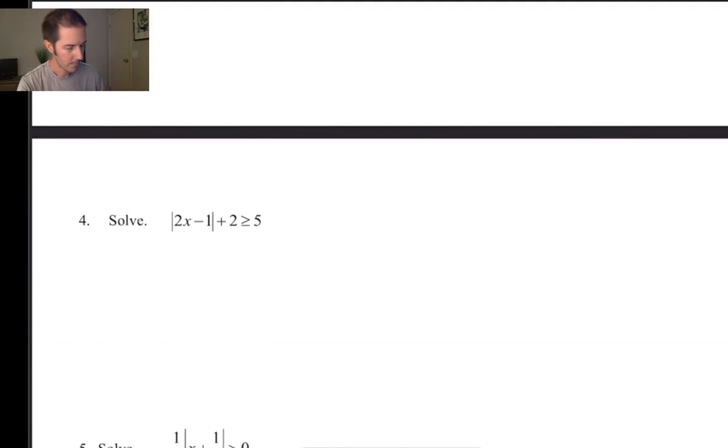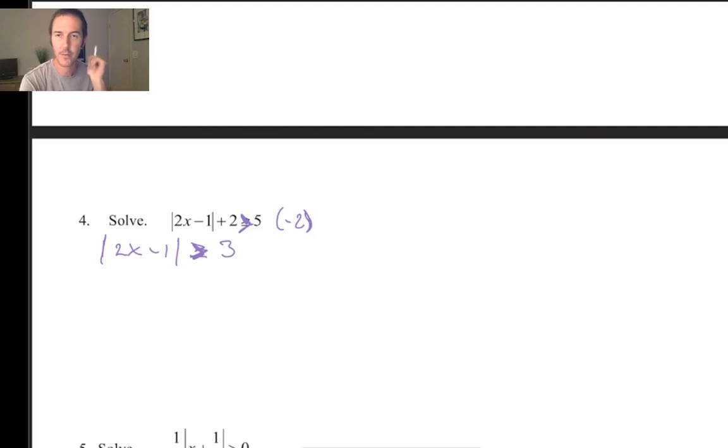Let's do number 4. So we do have to do a preliminary step here where we subtract 2 from both sides. So we have now the absolute value of 2x minus 1 is greater than or equal to +5. Let's make it strictly greater than. Let's just make it greater than. That way we've got a little more variety in our problems. And it's not a 5 because I subtracted 2 from it, so this should say 3. Okay, so the absolute value of 2x minus 1 is greater than 3.